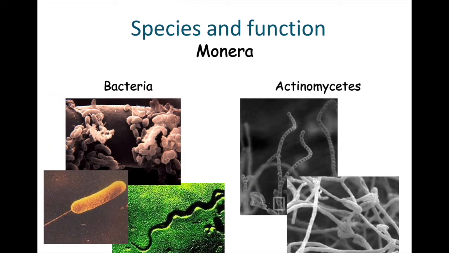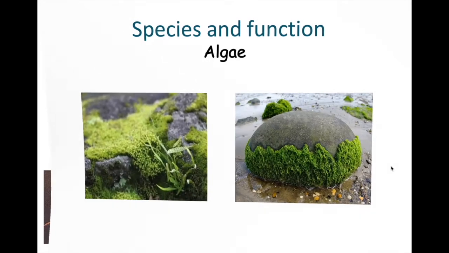We also have the monerans, the bacteria. I mentioned earlier there are gram-positive and gram-negative bacteria. Now, the actinomycetes, or actinomycete, are also a kind of bacteria. These are rod-shaped bacteria, and they are gram-positive. Okay, so let's move on.